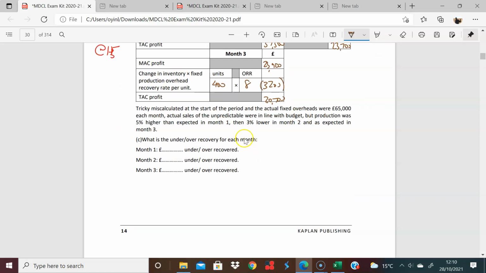Of course, you're taking this one away. But I think what they just want you to do is so you can see the reconciliation, and all you're doing is looking at the change in inventory times the overhead absorption rate, the fixed overhead absorption rate, because that's what's new.